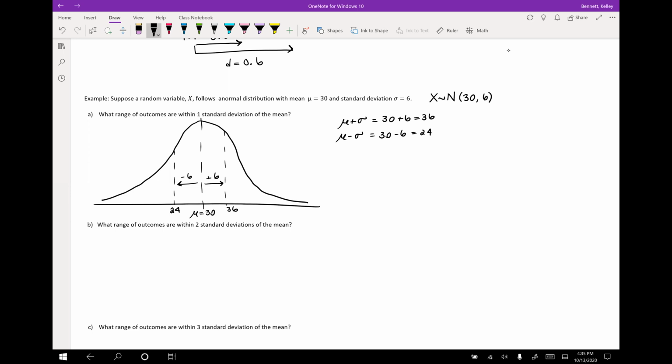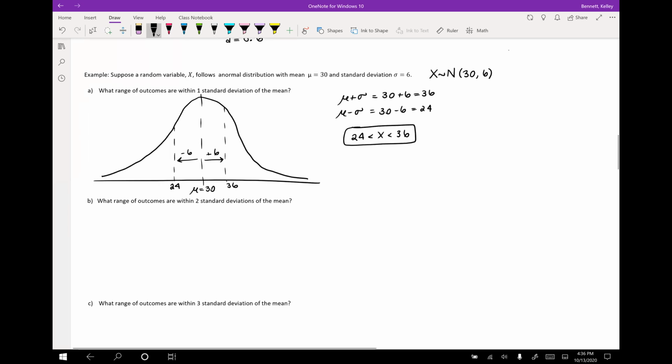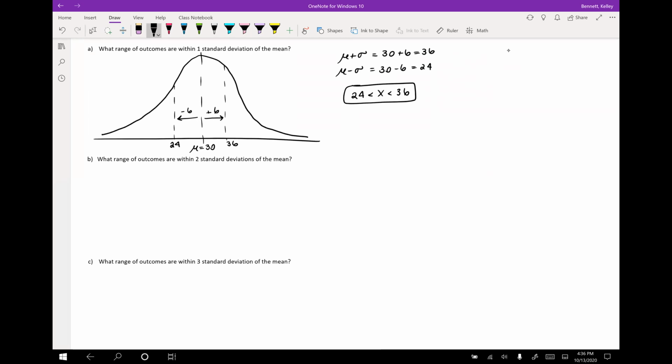So the range of outcomes that are within 1 standard deviation of the mean are here. All right, so let's look, what about 2 standard deviations of the mean? So I want to look again at the curve. I know that my mean is always at the center, so I have mu equal to 30.